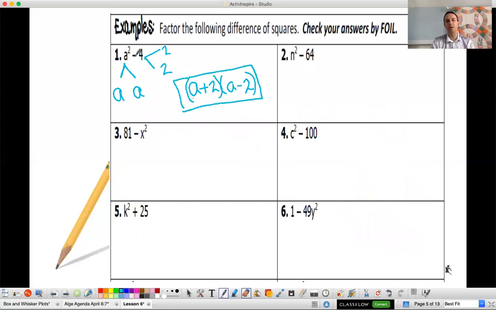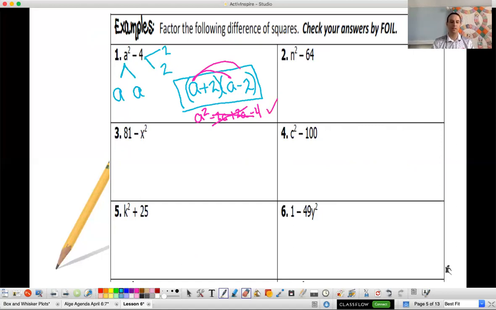I took the square root of a squared and the square root of 4 and wrote them in this form. If I wanted to test my math, I'd simply come back out here and FOIL. a squared minus 2a plus 2a minus 4. When I simplify, I'm left with a squared minus 4, and that's exactly what I had to start with. So I know I'm right.